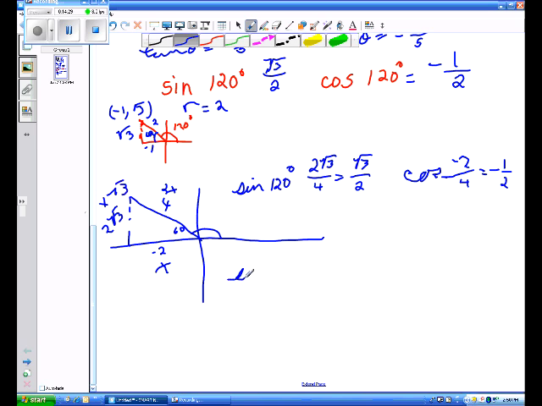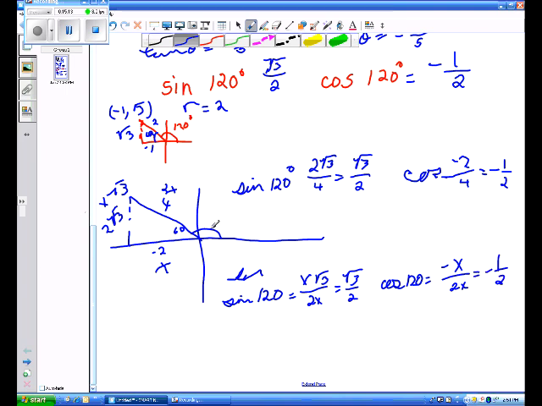So if we did our sine of 120, that would have been y over r, which was x square root of 3 over 2x. The x's would cancel, and we would have had the square root of 3 over 2. The cosine would have been negative x because we're on the negative side of our x-axis, over 2x. The x's would cancel and we have negative 1/2.